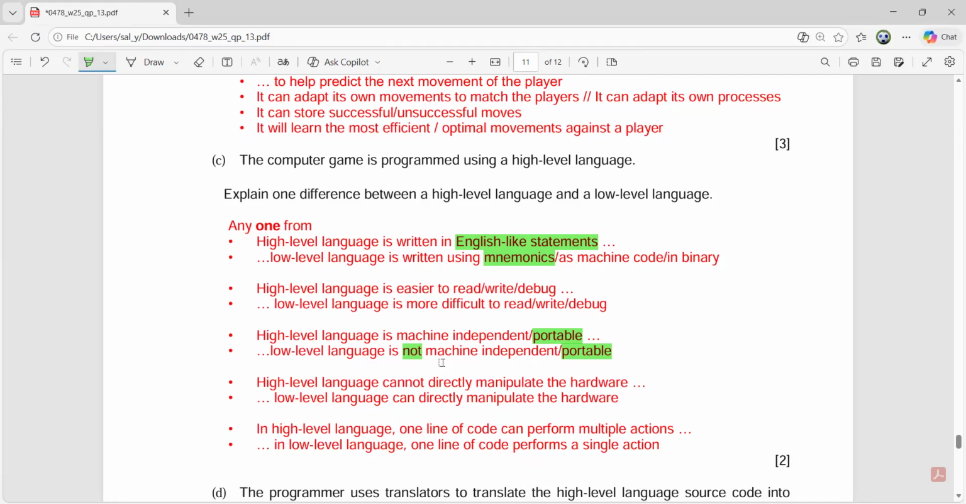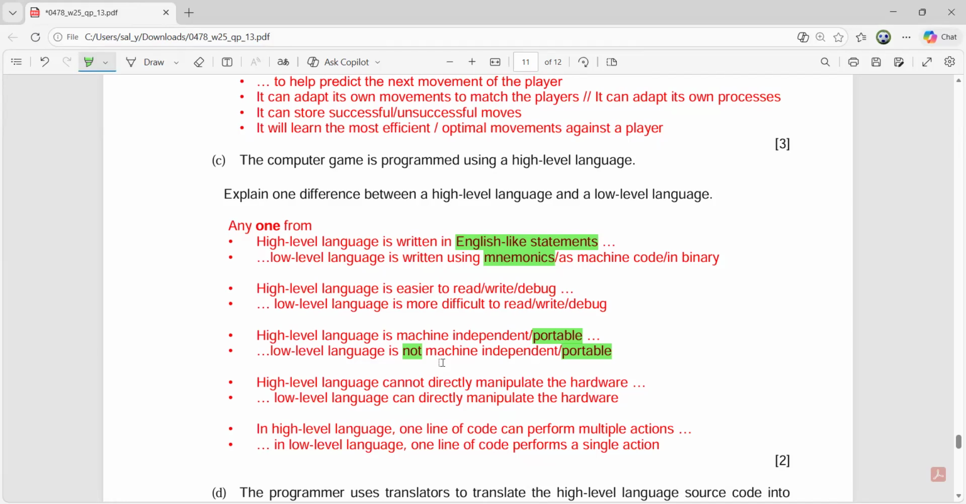They can work on the registers. In a high-level language, one line of code can perform multiple actions. So you can say one high-level language command is broken into a series of many machine code instructions. While in low level, one line of code performs a single action. That is another difference. So this is what you can write, or there are many others, like you can think of any others also, that's perfectly okay. If any other thing comes to your mind, whatever is written here, fine. I mean, it is enough, isn't it?